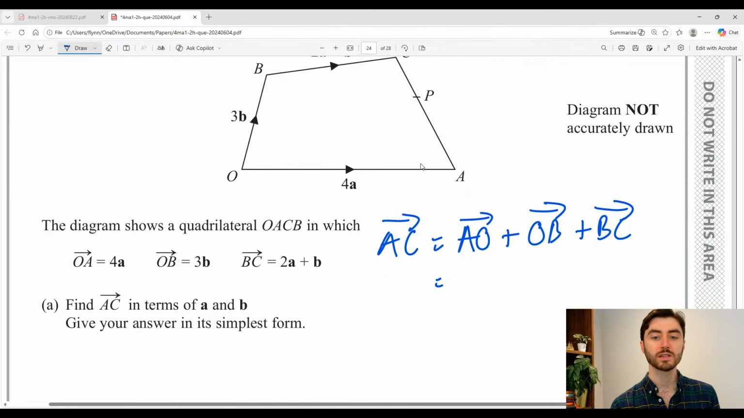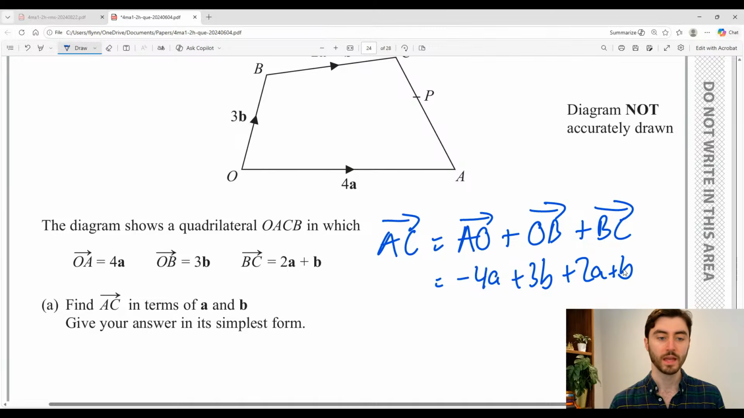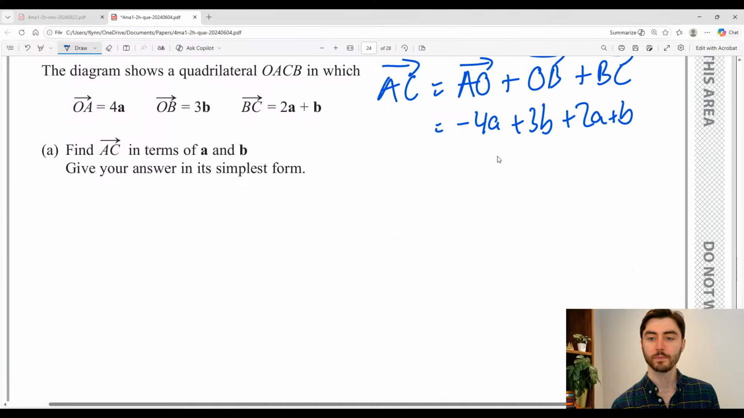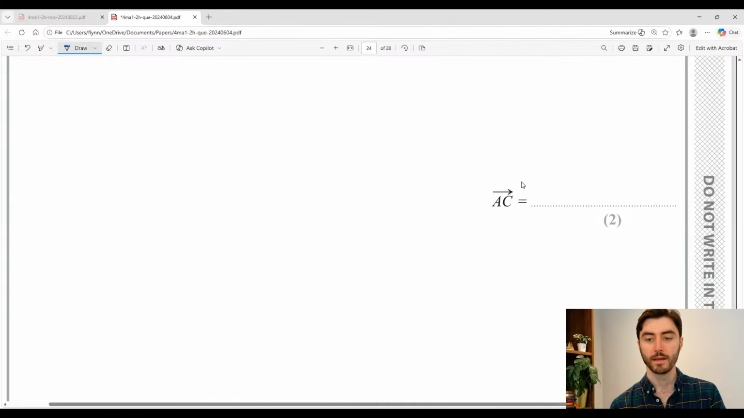So to go A to O, I go against this arrow, so that becomes minus 4A. I go along from O to B, so that's plus 3B. And then I go along B to C, so that's plus 2A plus B. And then I simplify all that, and I get minus 2A plus 4B. So that's minus 2A plus 4B.